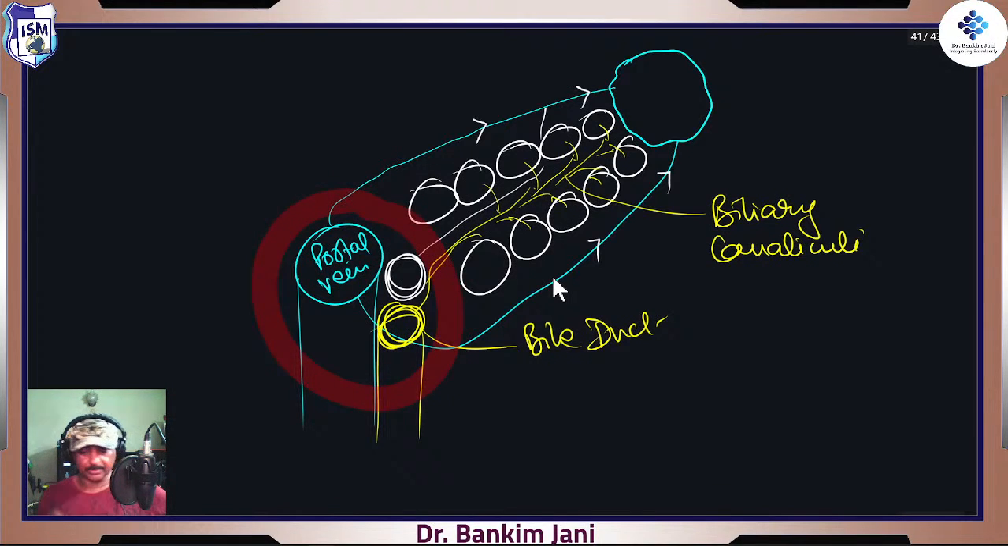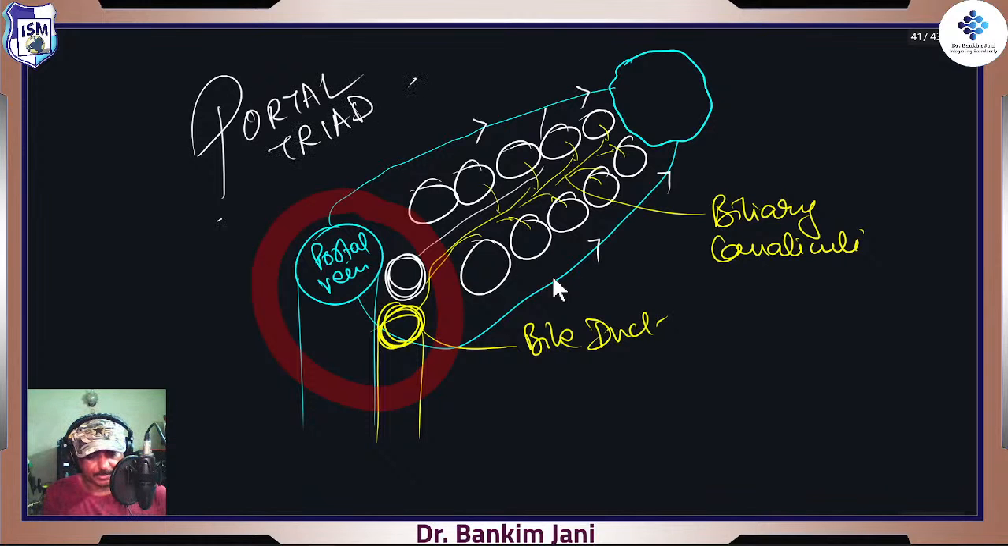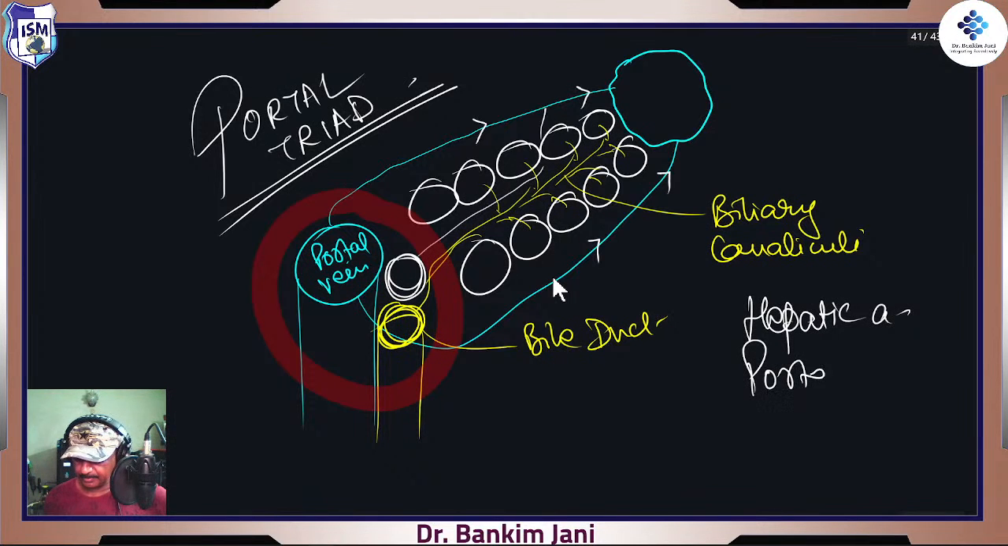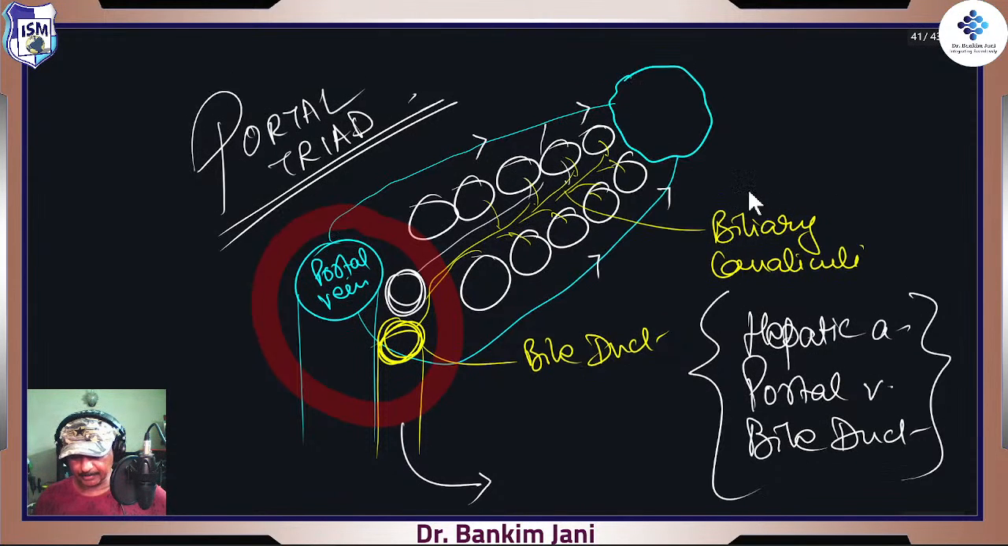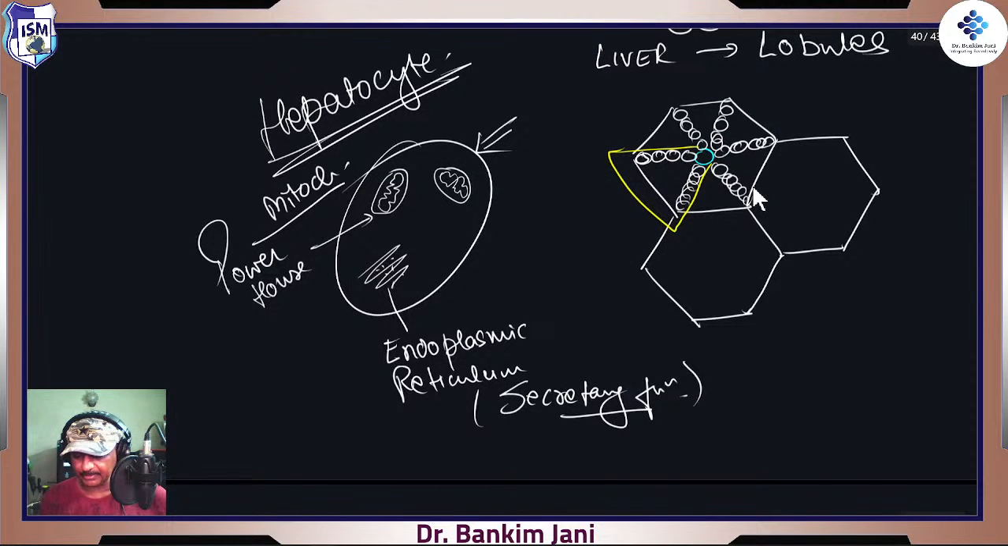Collectively this portion is what is called the portal triad. Hepatic artery, portal vein, and bile duct. Do remember, they form the portal triad. This is where the entire raw material comes, and then it is processed by all those hepatocytes, and finally whatever the CO2 etc. is formed, that material is drained by the bile duct, and from here it goes into the gallbladder. These white portions are all hepatocytes, everywhere.